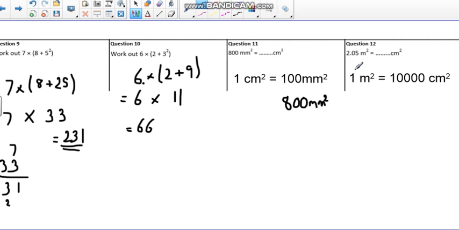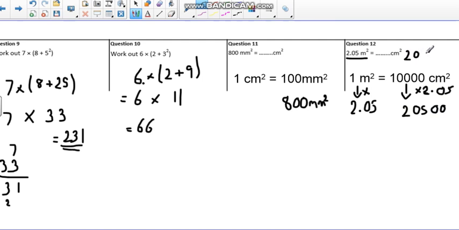Here, so question 12, we've got 1 metre squared is 10,000 centimetres squared. We're after 2.05 metres squared, so I multiplied by 2.05 to get from 1 to 2.05. Okay, so I've got to multiply 10,000 by 2.05. Okay, and when I multiply by 10,000, that means the digits move 4 places to the left. So I've got 20,500 centimetres squared.